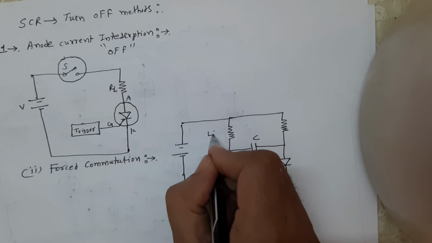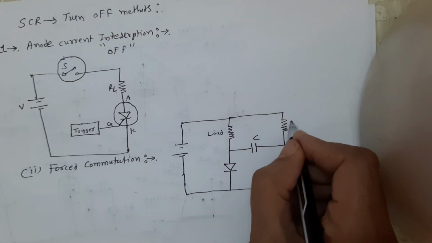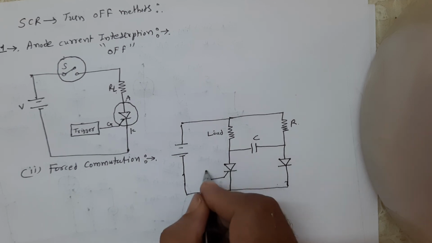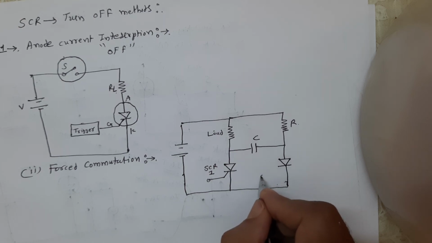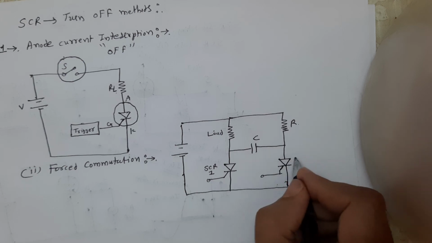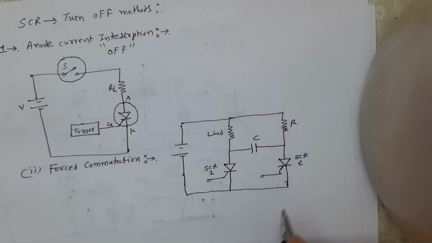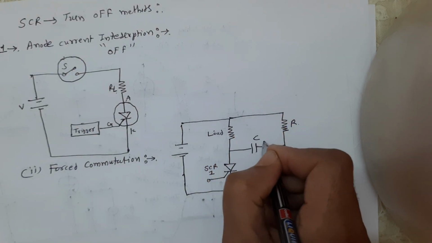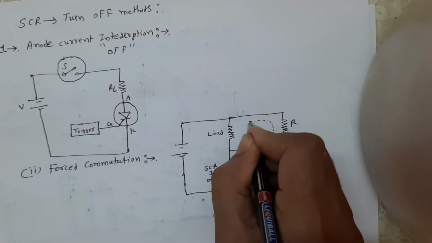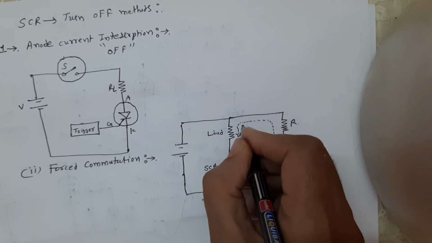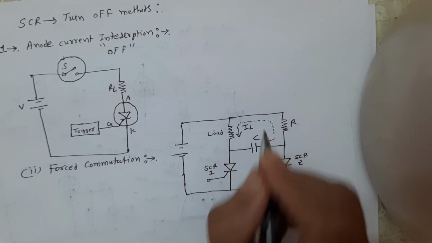This is your load R, SCR1, and SCR2. The direction of the load current is like this, and this is your load current IL.